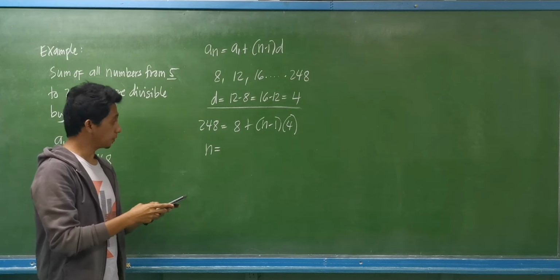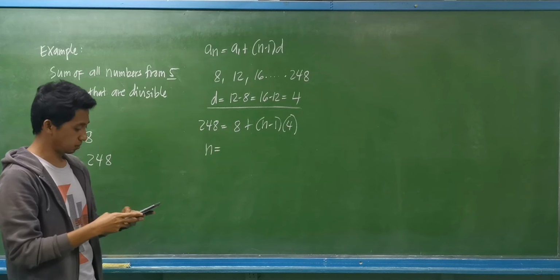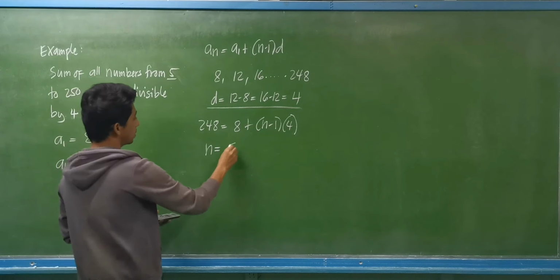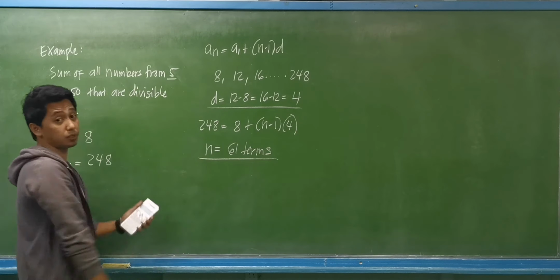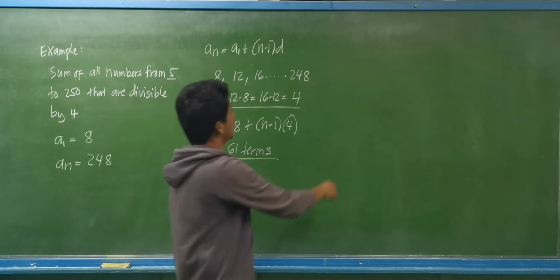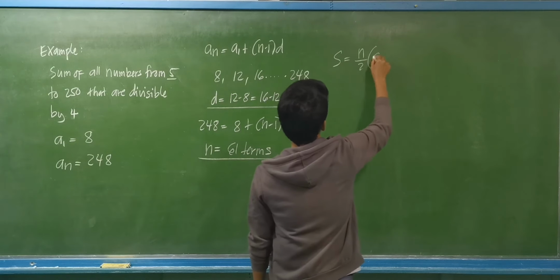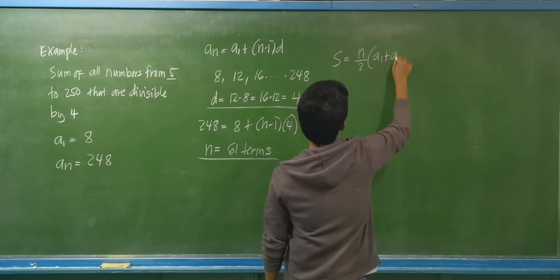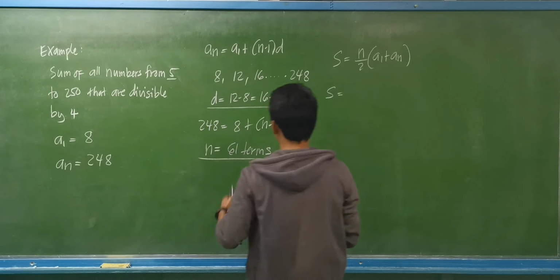So we have 248 minus 8, that is divided by 4, plus 1. So we will be having 61 terms. Okay, 61 terms. How do we compute for the summation? The summation of the terms is the number of terms over 2 multiplied by the quantity first term plus the last term.